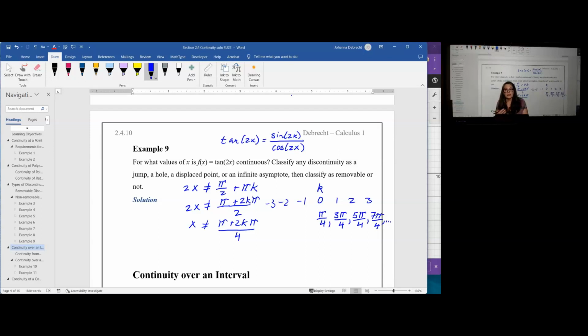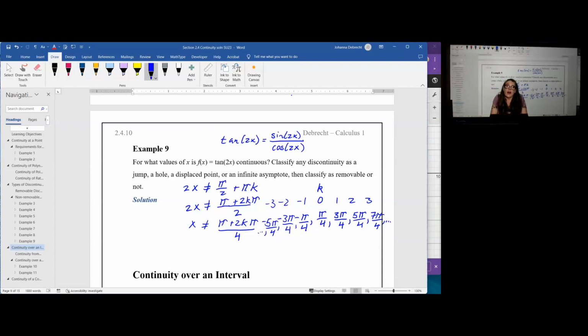Moving to the left, it should be similar, but instead of adding, I'd be subtracting 2 pi. So the next one, when k is -1, is negative pi over 4. And the one next to that would be minus 3 pi over 4. Did I subtract right? 1 minus 2 is -1. Yes. And then, of course, negative 5 pi over 4. So basically, I can't have any pi over 2 multiple of pi over 4. That's going to be a problem for me.